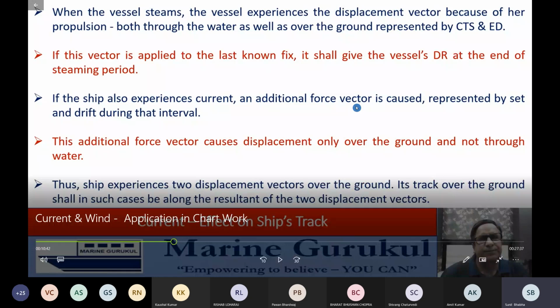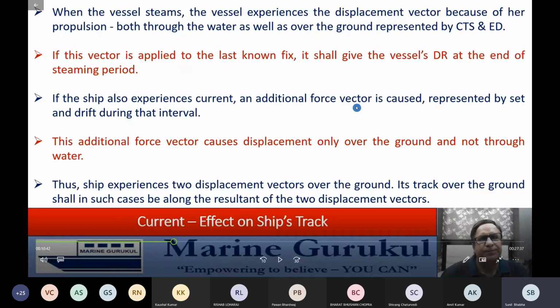Okay, basically, beta, you see there are two forces acting on our ship. One is generated by its own engines, the engine of the ship. So that is known as the CTS vector, course to steer and engine distance. The second force which is acting on the ship is the current. The current also acts on the ship and takes it in that direction wherever it is going. Now the ship will move in a direction which is the resultant of both these forces.